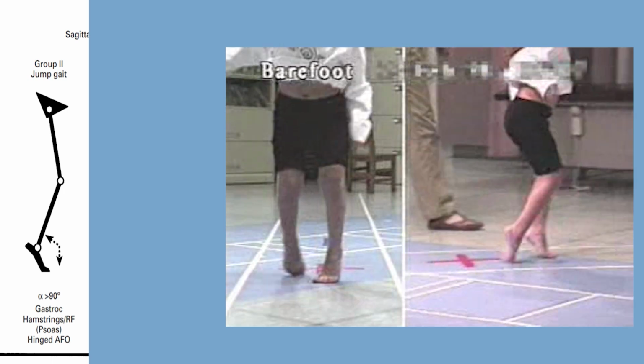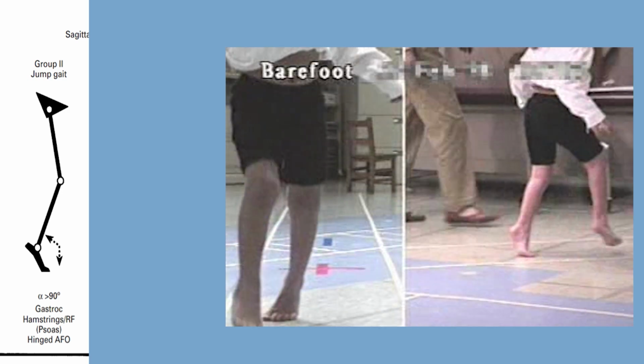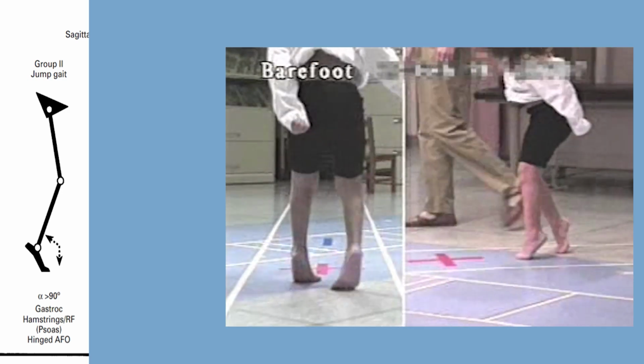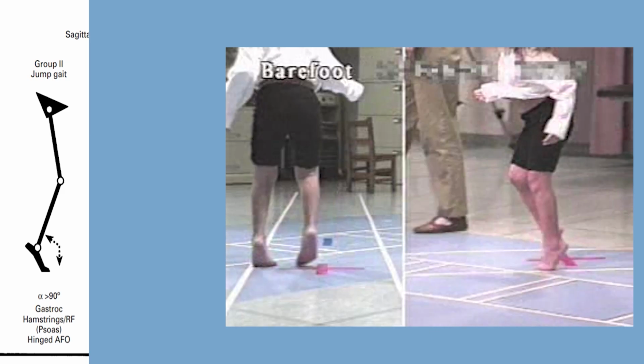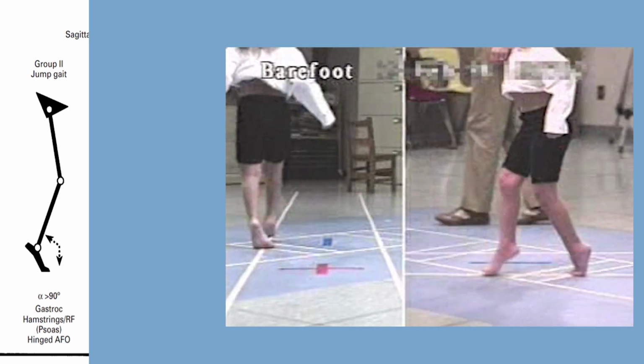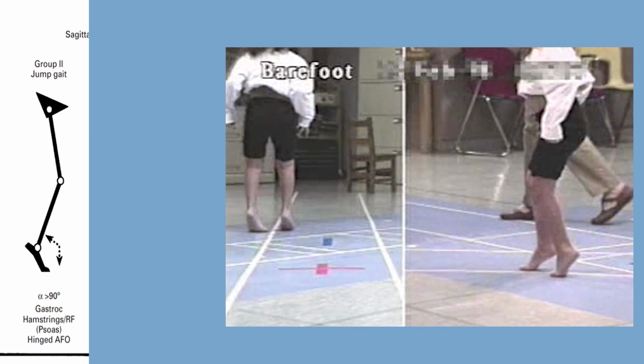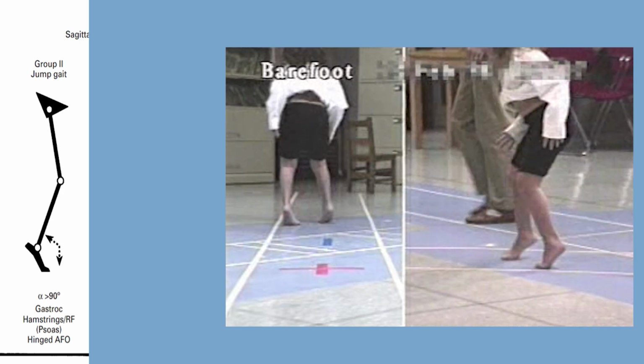If you look at the knee, there's usually knee flexion through the whole gait cycle. And if you look at the hip, usually the hip is flexed. In fact, they hardly reach full extension. And the pelvis is tilted forward.